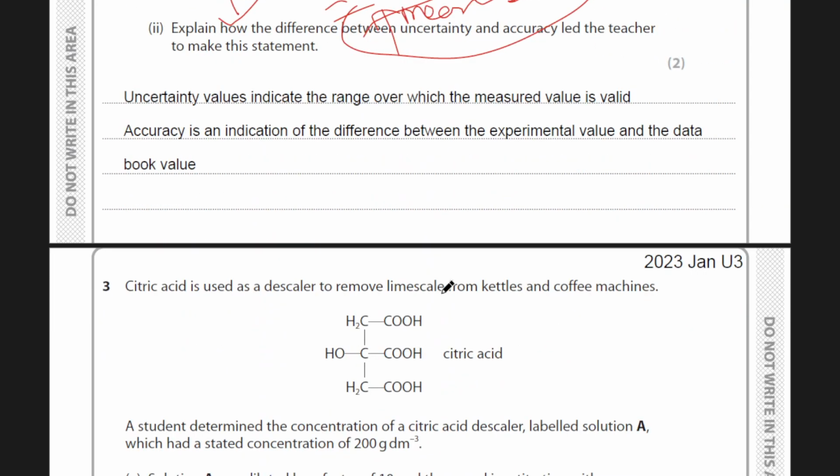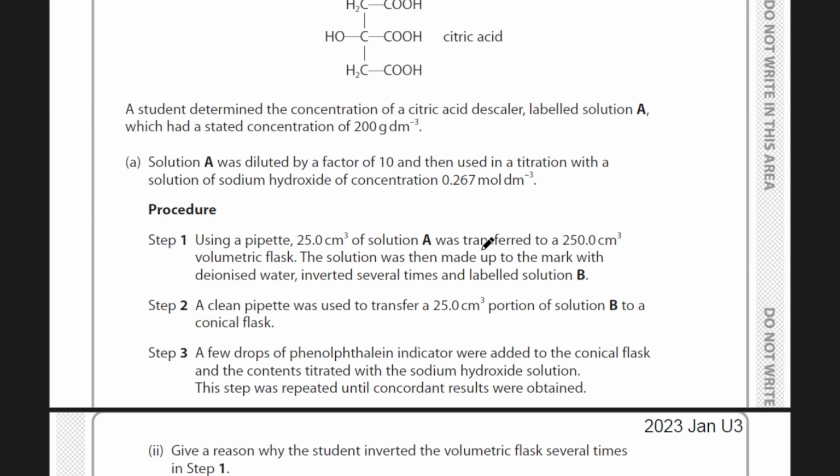Explain how the difference between uncertainty and accuracy led the teacher to make this statement. Because uncertainty values indicate the range over which the measured value is valid, right? So the accuracy is an indication of the difference between the experimental and the data book value. Yeah, that's right. So the accuracy is measured in terms of the percentage uncertainty value. And what is accuracy? We all know it's the difference between the real experimental value and the data book value. So the percentage uncertainty acts as a measuring factor of accuracy.